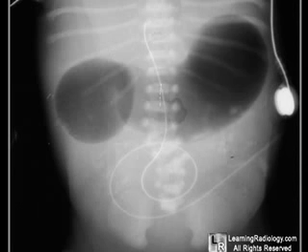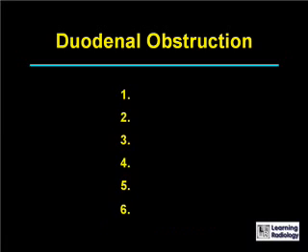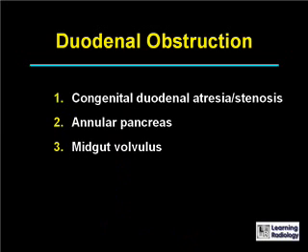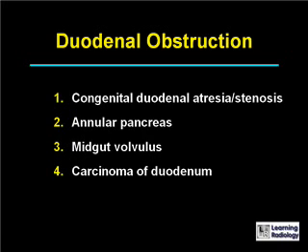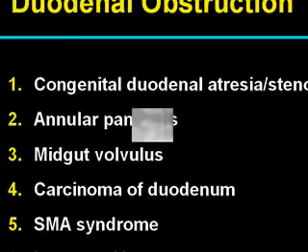This is the next differential. The differential is for duodenal obstruction in a child or adult. There are 6 causes listed. The 6 causes of duodenal obstruction include congenital duodenal atresia or stenosis, annular pancreas, or midgut volvulus in a child, and carcinoma of the duodenum, superior mesenteric artery syndrome, and intramural hematoma.